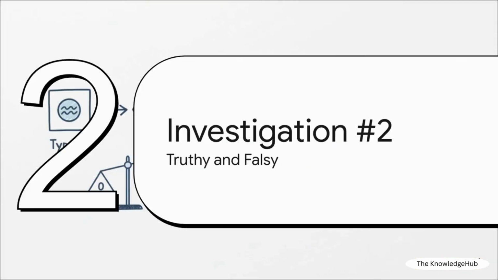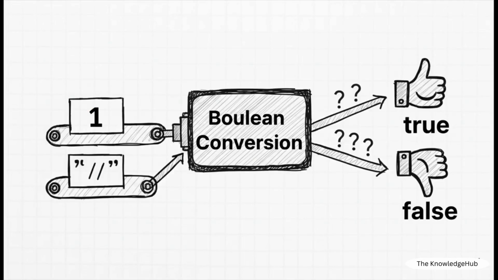All right, let's open our second investigation file, the truthy and falsy case. Now we're looking at how JavaScript decides if something is basically true or false, even if it's not a real Boolean. This is super important for how things like if statements work. So what happens when we try to force different kinds of values to be a Boolean? For example, what about the number 1? Or what about a totally empty string? See, in JavaScript, every single value has an inner truthiness to it, and we need to know what that is.